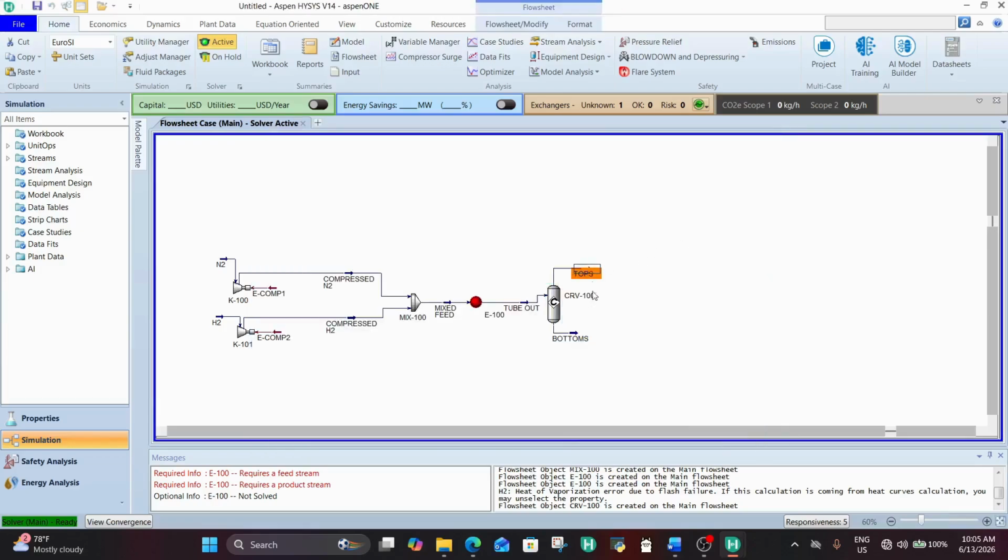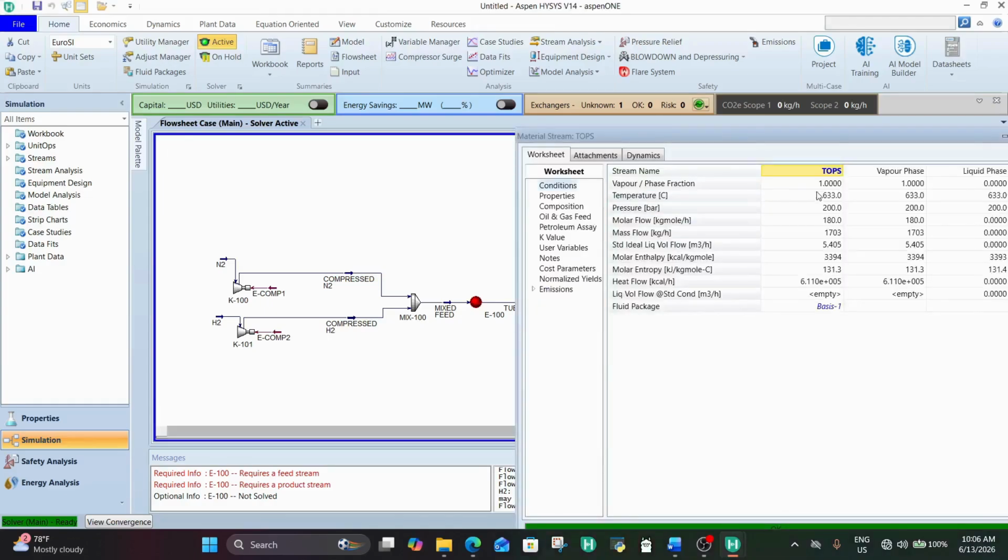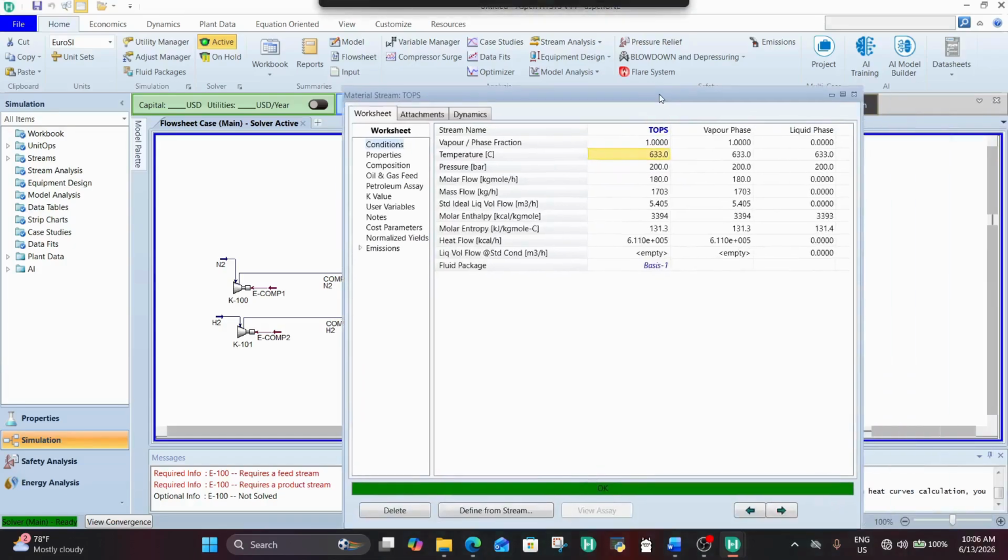Now the question is, have we produced ammonia? As you can see, at the top we have a flow rate of 180. At the bottom we have 0. 200 went in, and we have 180 here. Take note of the temperature, 450 Celsius. But after the reaction, it generates heat. So we have an increase in our heat.